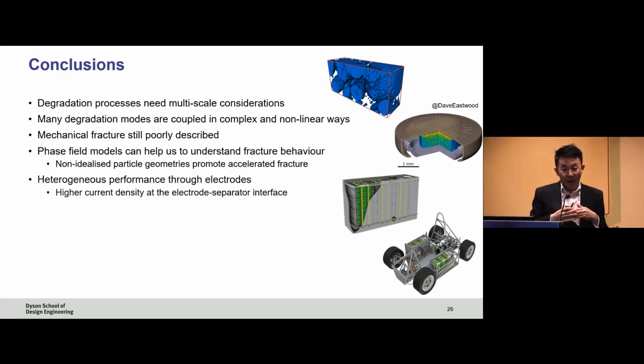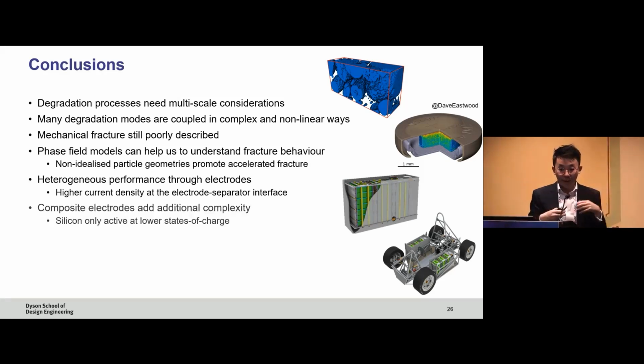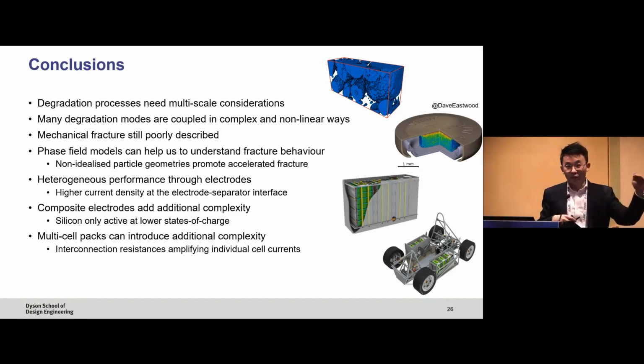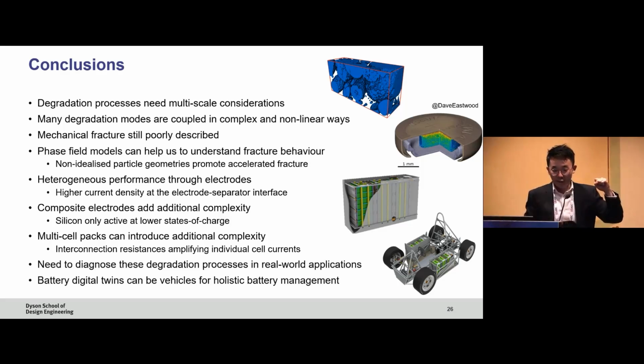We also need to look at how heterogeneous the current distribution is through an electrode, and ultimately what happens when you start to blend silicon into these anodes, and you can see it becomes even more nonlinear. And then finally, at the battery pack level, what you assume as 2C operation might not actually be that scenario. You can get these positively coupled systems or negatively coupled systems, as you saw earlier, which can lead to very different degradation pathways. So really, digital twins might be a vehicle for that. So that's basically what it is.